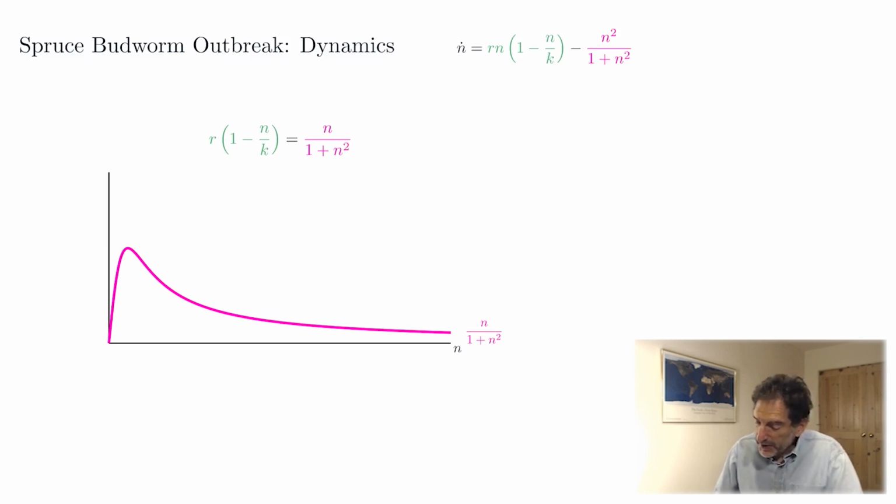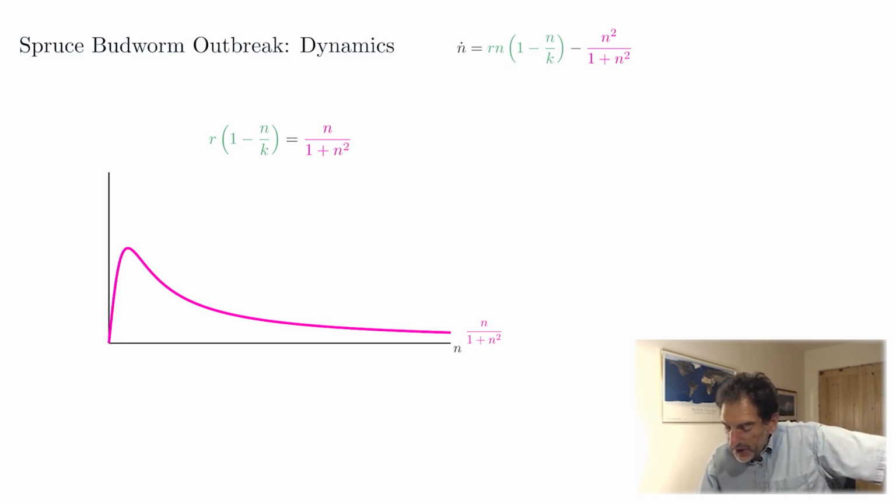Now for the left-hand side, for the sake of simplicity, let's treat R as our control parameter. So we're imagining that there's a fixed carrying capacity in the forest. There's a fixed density of trees that produces a fixed number of leaves, and the only control parameter will be the reproduction rate of the spruce budworm. So we can imagine that in the wintertime they reproduce almost not at all, but when springtime comes they start reproducing like mad. And so we can ask what happens as R changes. So first point is that the left-hand side of the equation, when n is equal to k, is equal to 0.